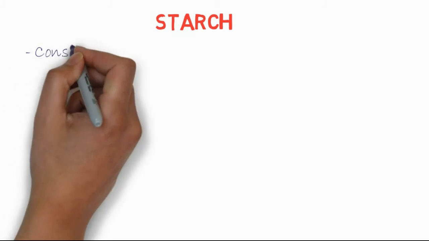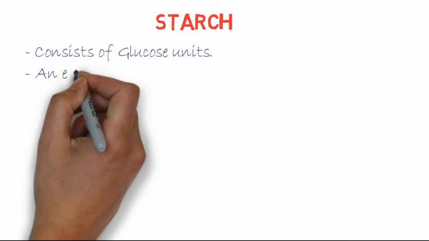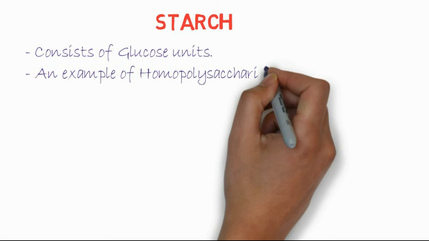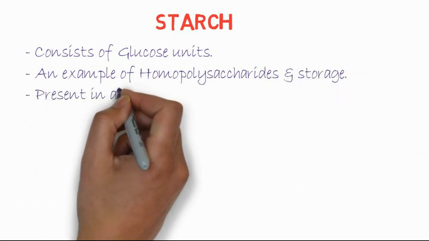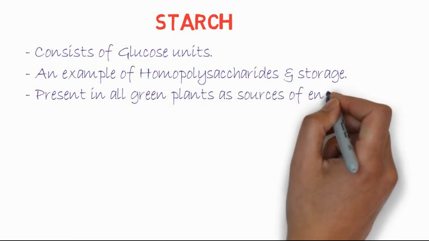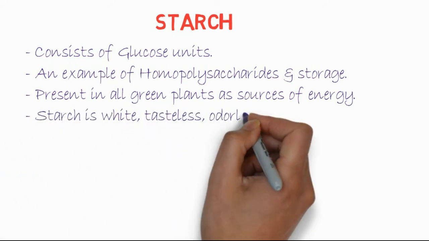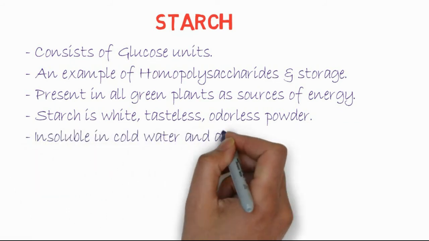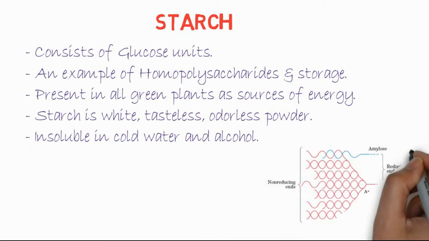The next example is starch. Starch is made of glucose units. It is an example of a homopolysaccharide and storage polysaccharide. Starch is present in all green plants and is a source of energy. Starch is a white, tasteless, odorless powder. It is insoluble in cold water and alcohol.